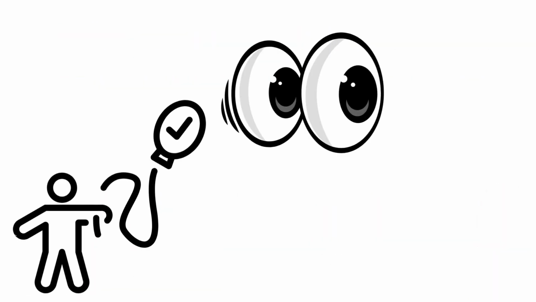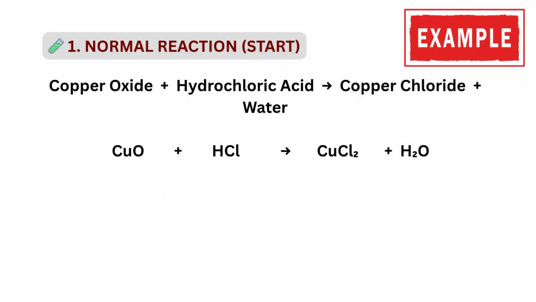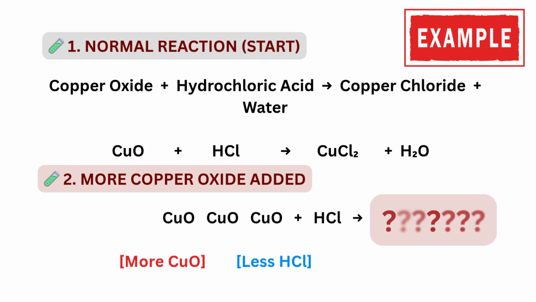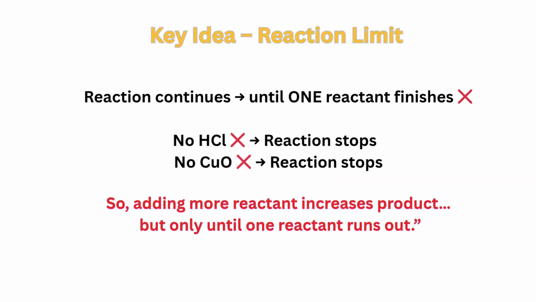Let's look at one more example to see this in action. Imagine we have more copper oxide added to hydrochloric acid. Now what would happen to the amount of copper chloride formed? We see that adding more reactant can keep producing more product until one of them runs out.